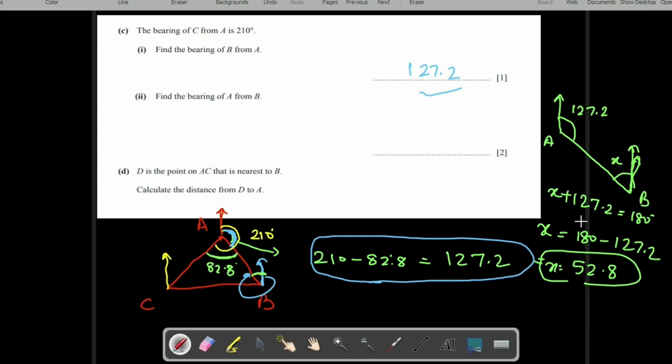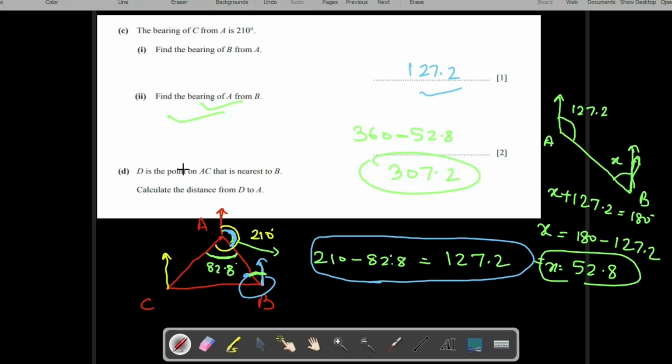So this is nothing but x, right? This angle we calculated. So this angle, if I subtract from 360, then we can get the answer of the bearing of A from B, which is going to be 360 minus 52.8. If I subtract, 307.2. So this is the bearing of A from B.